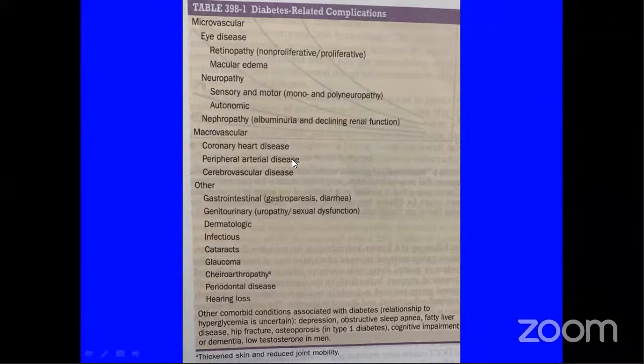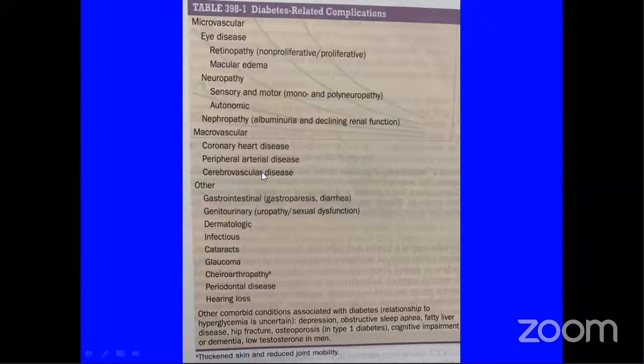And then when it affects the brain vessels, that is cerebral vessels, then it leads to cerebrovascular accidents. When it affects the heart, it causes heart attack, that is coronary artery diseases. When it affects the limbs, it causes peripheral arterial disease. These are the macrovascular complications.